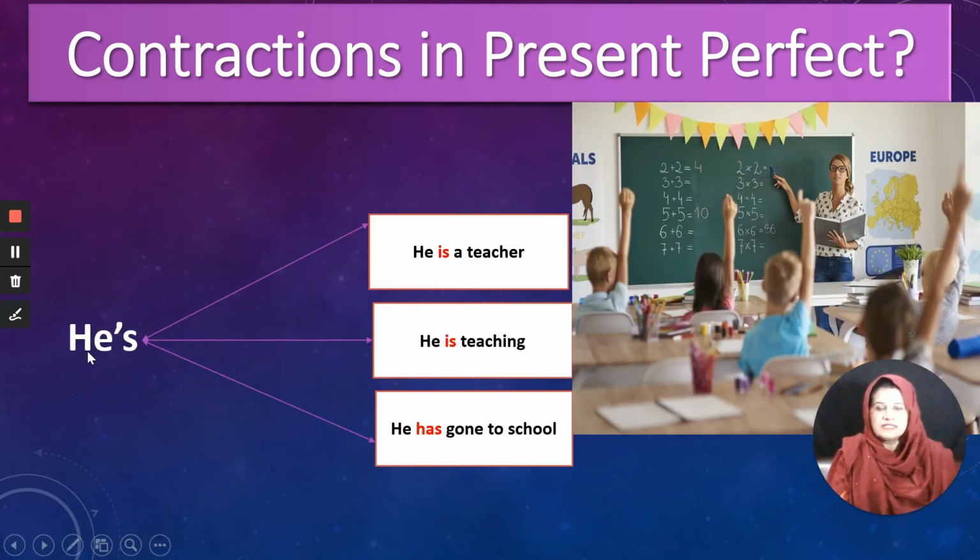So this contraction can be confusing sometimes. We need to be careful about apostrophe s, whether it has been used as he has or he is. So we'll see the follow-up detail after this contraction in order to decide whether it is he is or he has. Like he's a teacher, he's teaching, or he's gone to school. So the follow-up verb will help us understand whether this is "is" or "has", right?